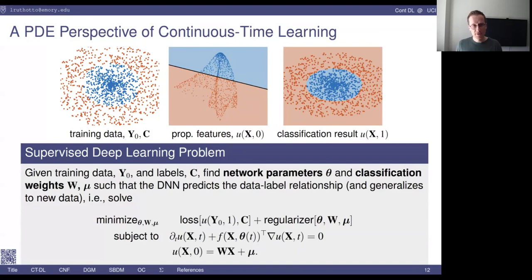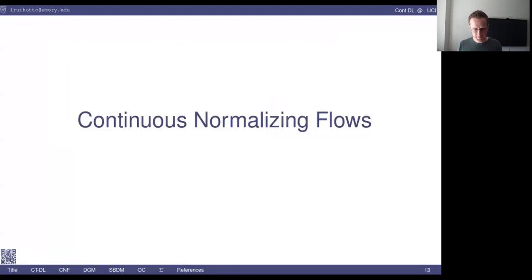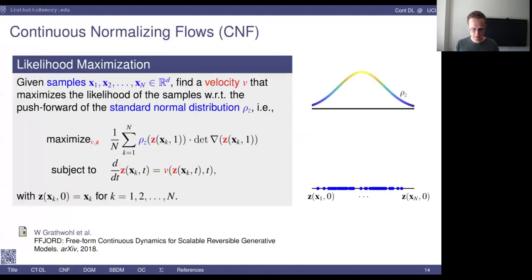Okay, so this is continuous time learning. You have a specific type of architecture that has an artificial time to propagate the features. So how can we use that beyond the supervised setting? In the supervised setting, again, you match input points to output points. In generative modeling, you map distributions. So here's how that typically goes.